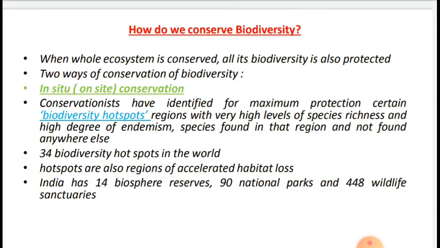This approach is called in situ. It means on-site conservation. There are two types, in situ and ex situ. In situ means on-site conservation, and ex situ means off-site conservation of biodiversity. So there are two types, in situ, on-site, and ex situ, that is outside conservation.